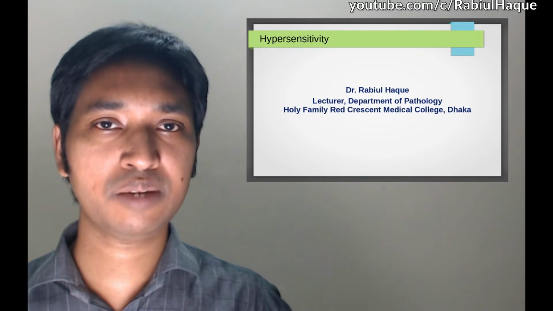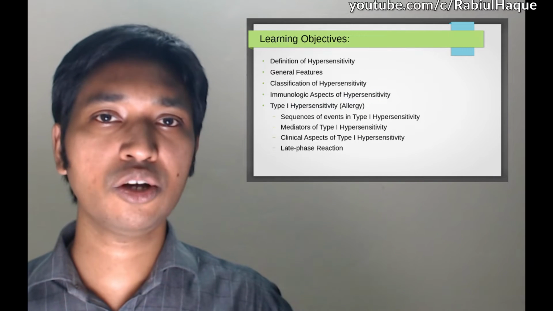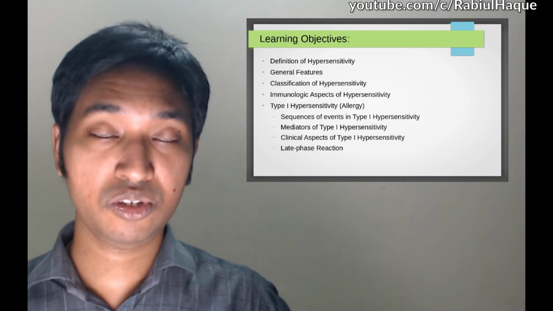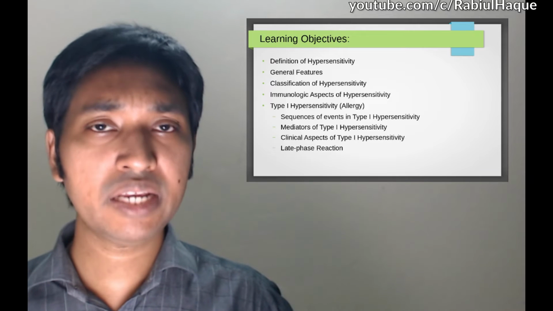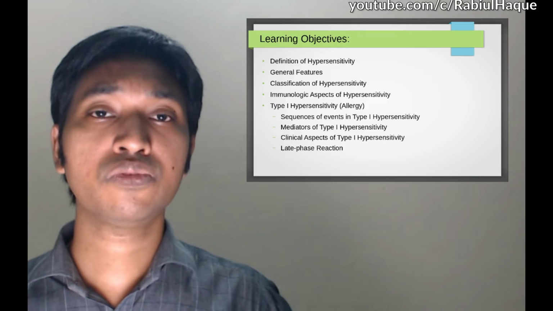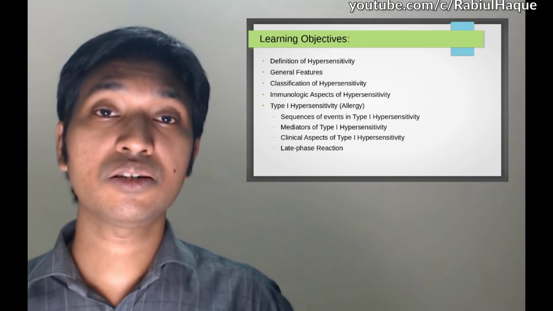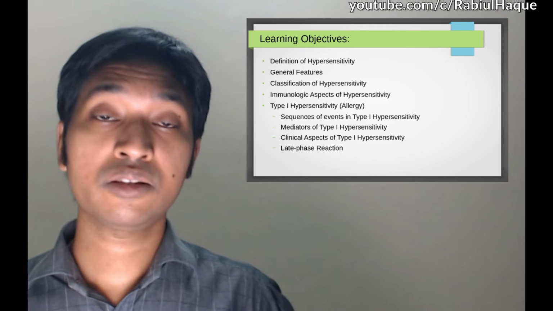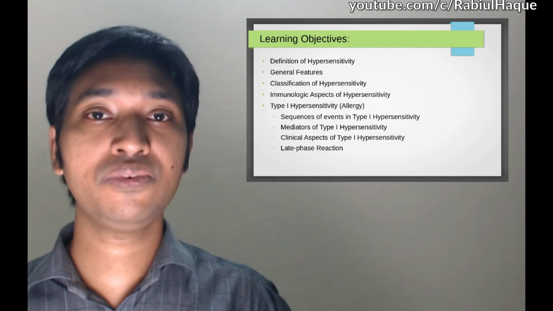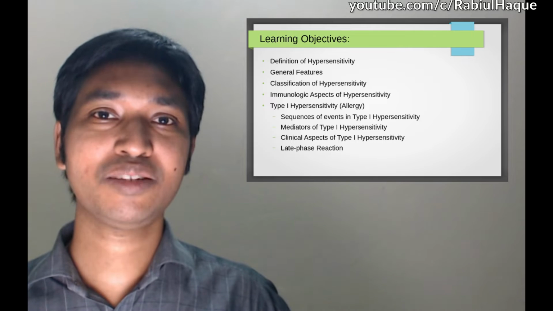Today's topic is on type I hypersensitivity. In this lecture, we will learn about the definition of hypersensitivity, its general features, classification, immunological aspects, and then we will mainly focus on type I hypersensitivity and discuss the sequence of events that occur during this type I hypersensitivity, the mediators involved in this process, the clinical aspects, and towards the end of today's lecture, we will also talk briefly regarding the late phase reaction. Okay, a lot of topics, so let's begin.